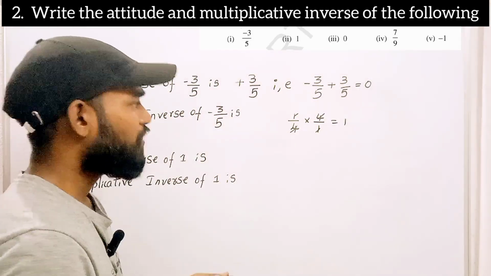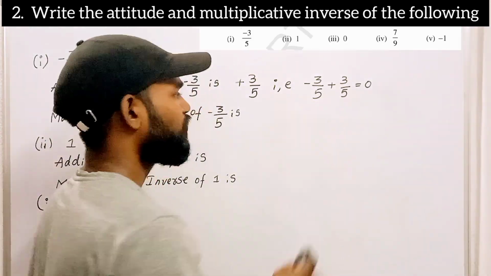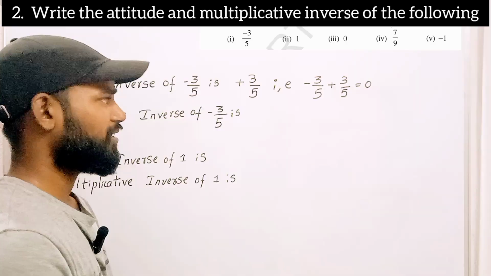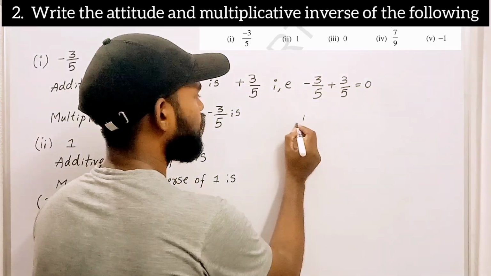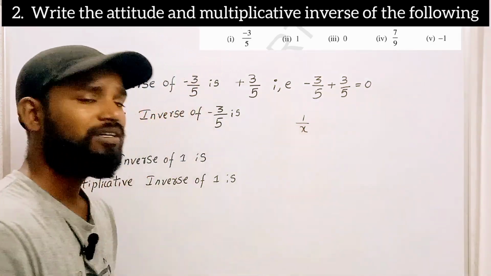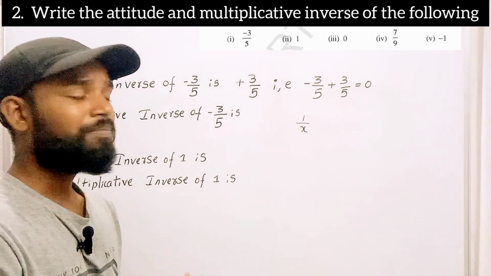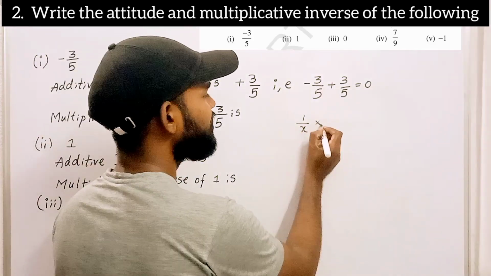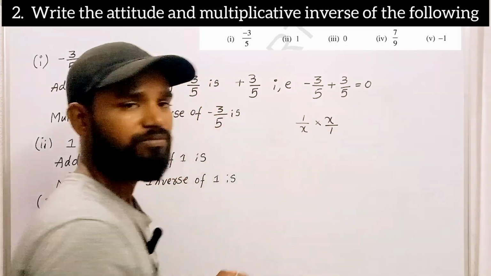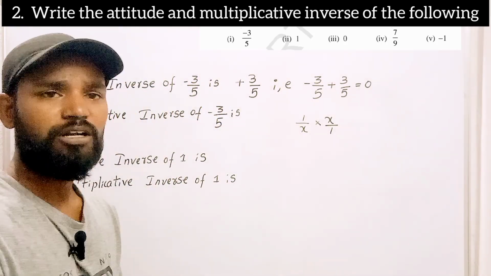Right. Now suppose I take 1 by x as my fraction. 1 by x is a fraction. What is the multiplicative inverse of 1 by x? The multiplicative inverse of 1 by x is nothing but x by 1. That is nothing but the reciprocal also.